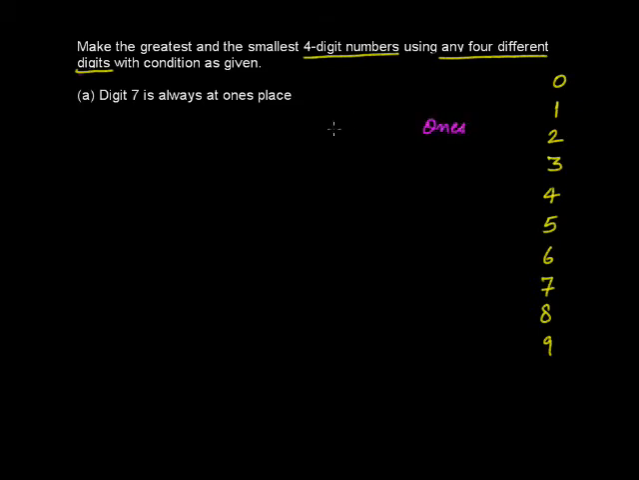ones place, tens place, hundreds place, and thousands place. The condition says that digit 7 is always at ones place, so we'll write here 7.